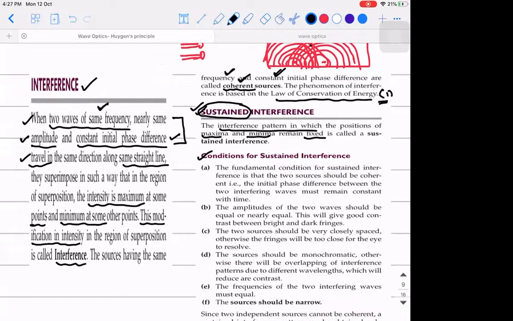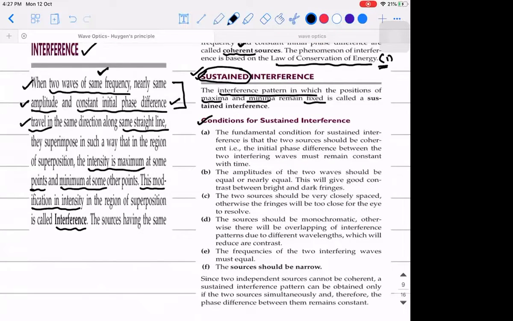So what are they? The fundamental condition for sustained interference is that the two sources should be coherent in nature. That is, the initial phase difference between the two interfering waves must remain constant with respect to time. They should not change with respect to time. Second, if you need a better quality, then you need to choose the waves in such a way that the amplitudes of the two waves should be equal or nearly equal. They should not have a very great difference.